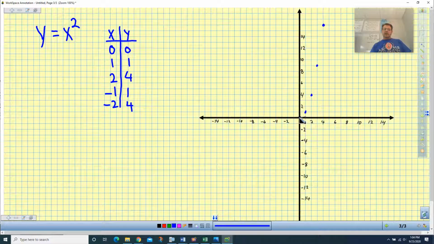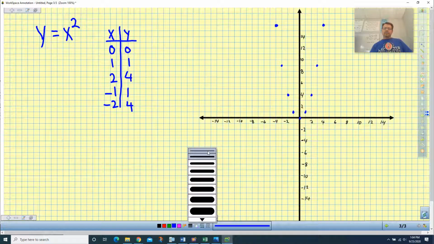Okay, now let's do negative 1. Negative 1 squared is positive 1. Negative 2 squared is positive 4. Negative 3 squared is positive 9. And then negative 4 squared would be positive 16. Because when you square those negatives, they turn them all back to positives. So let's connect the dots.